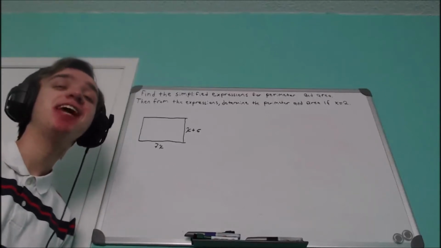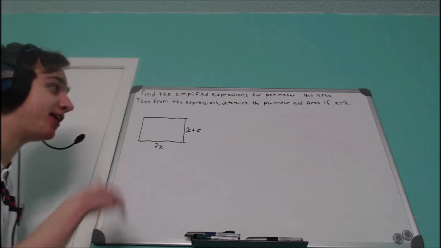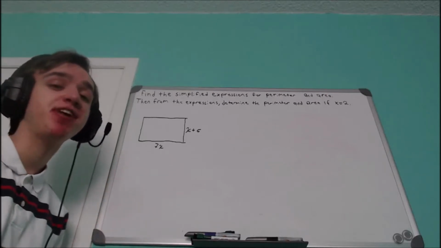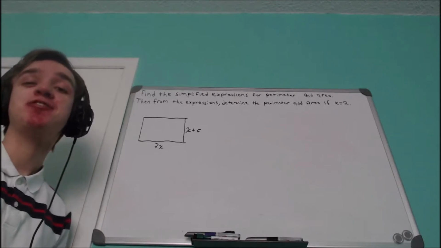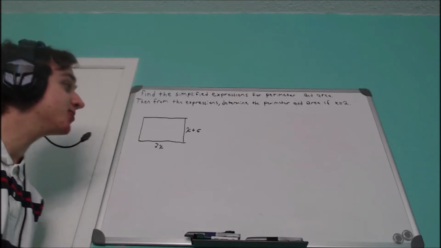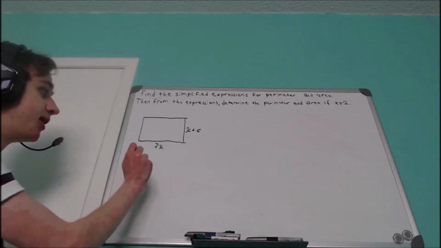Hey everyone, so today we're going to be finding the simplified expression for perimeter and area of a rectangle, and then from the simplified expressions we're going to be substituting a number in for x and finding the actual value of perimeter and area. So the rectangle that we have here today has dimensions 7x by x plus 5.